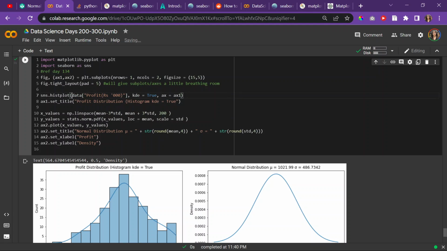And how did I select that? I did data, and then I used bracket notation. I put the name of the column, which is profit. And then I said KDE is equal to true because by default KDE is equal to false, and KDE is that blue curve that you see there on the left graph.